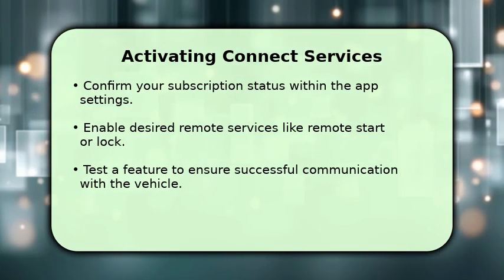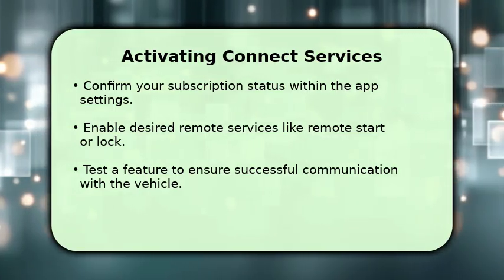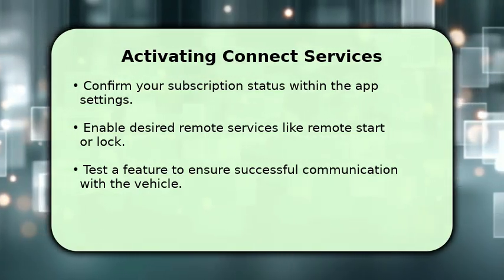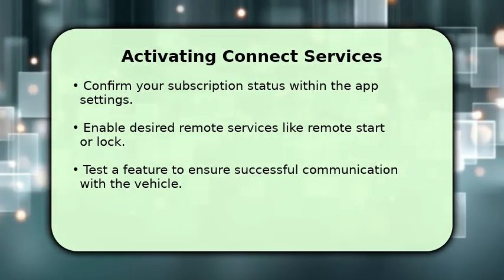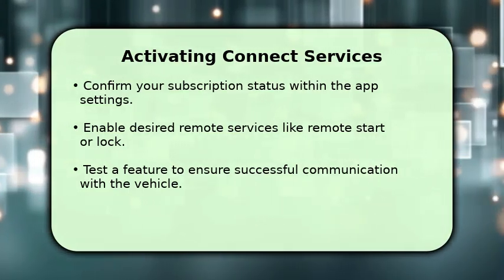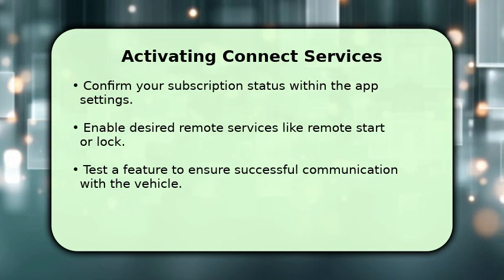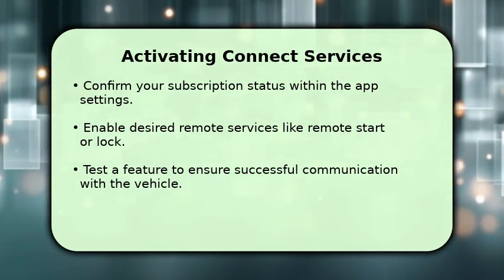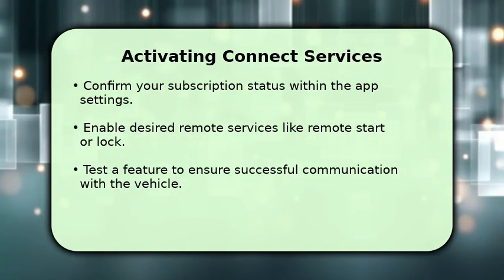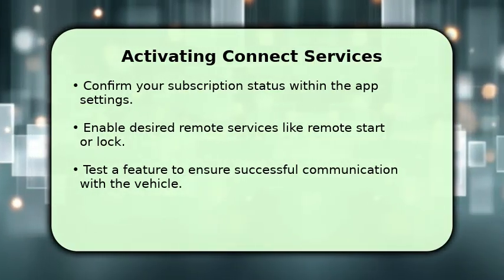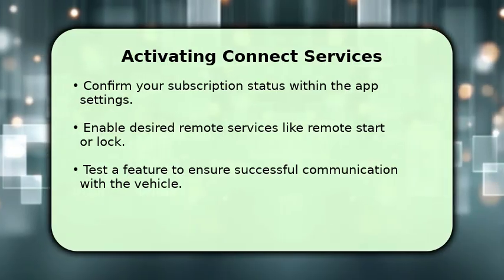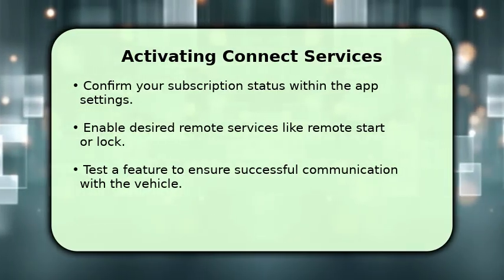After pairing, it's important to confirm your Mitsubishi Connect subscription status within the app settings. This ensures all features are active. Next, enable any desired remote services, such as remote start, door lock and unlock, or climate control, directly through the app. Finally, test one of these features to verify that the app is successfully communicating with your Outlander.